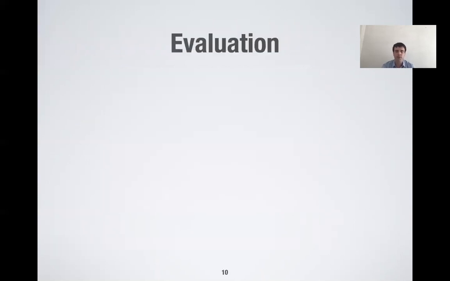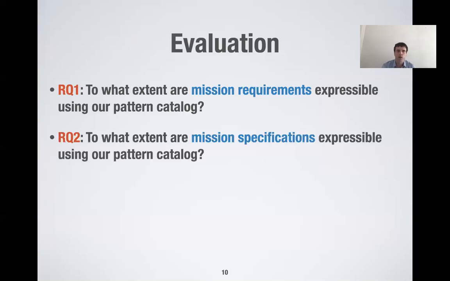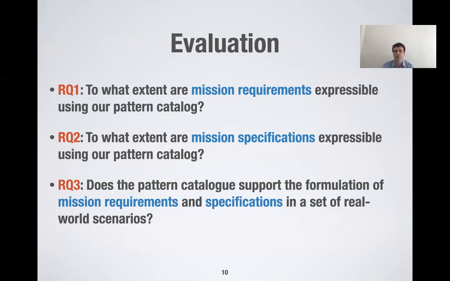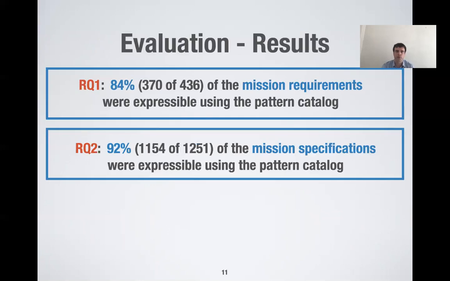To evaluate our patterns, we considered three research questions. To what extent are mission requirements expressible using our pattern catalog? To what extent are mission specifications expressible using our pattern catalog? And finally, does the pattern catalog support the formulation of mission requirement and mission specification in a set of real-world scenarios? The answer to research question 1 is that in 84% of the cases, the mission requirements were expressible using our pattern catalog. The answer to research question 2 is that in 92% of the cases, the mission specifications were expressible using our pattern catalog.